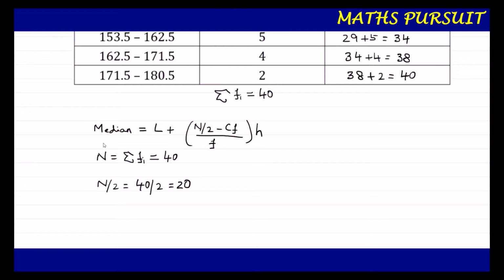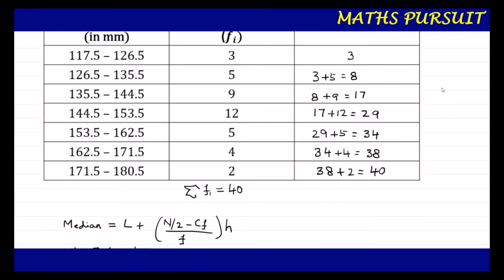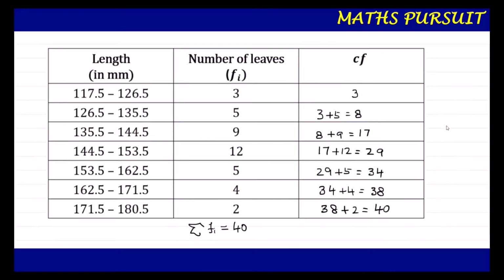So our median class is going to be the row of the cumulative frequency where the number is just above this 20. Let us look into the table so that it would be more clear. Just remember that we got n by 2 as 20.